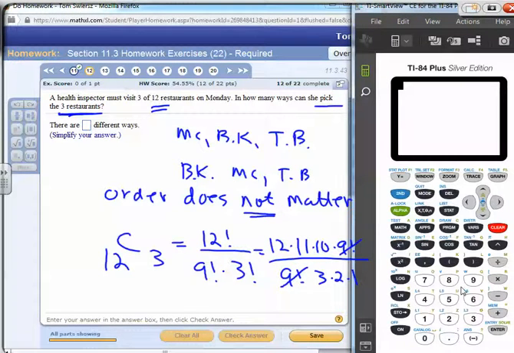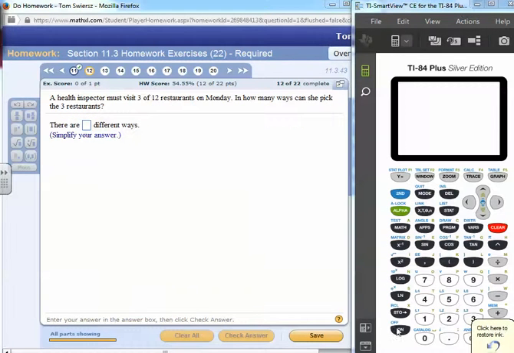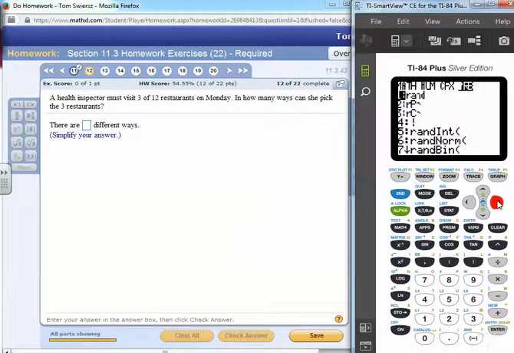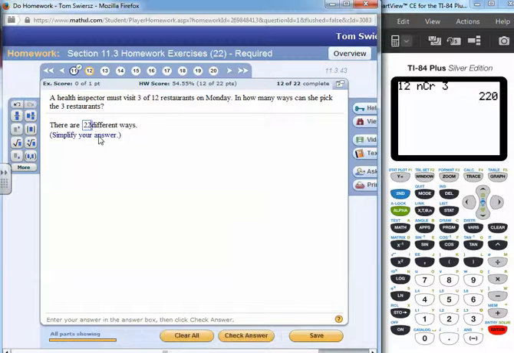So we've got a total of 12, and we're doing a combination, so math. Highlight probability by going the right arrow 3 times. Combination is number 3, where she's picking 3 restaurants. So 12C3, and the total is 220. All right, very good.